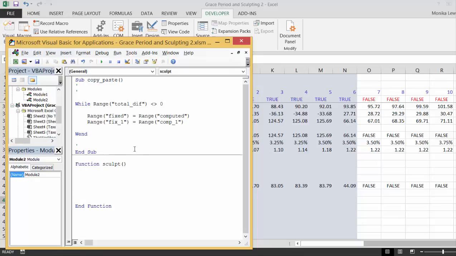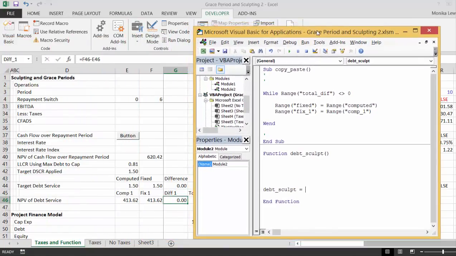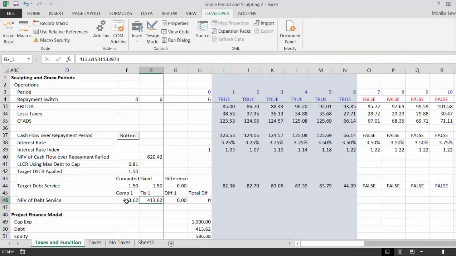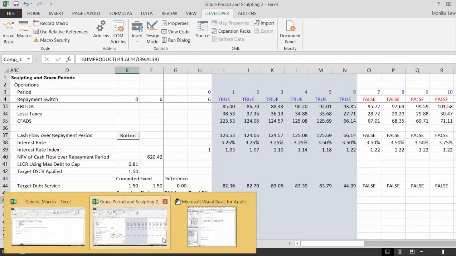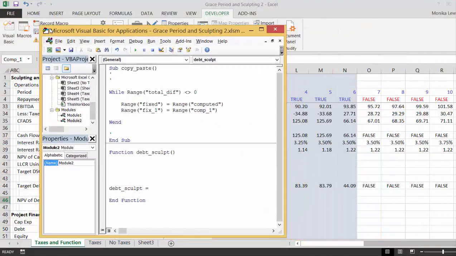I'm going to try to apply my technique where we go backwards. How about this? Debt sculpt. Okay, so the debt sculpt, we start with it down here, and that's going to be equal to, we can put that here, but remember the debt sculpt is computed as the sum product. So I'm going to try to do this really basic.